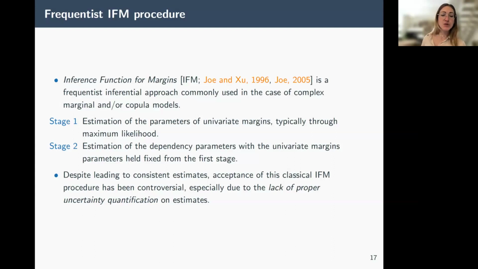For example, it leads to consistent estimates, but it has been criticized over the years because it lacks a proper uncertainty quantification, and it doesn't come with a known distribution on the estimators. So a lack of proper uncertainty quantification is due in this case, and we have decided to adopt a Bayesian approach, so to extend this inference function for margins from a frequentist to a Bayesian approach.